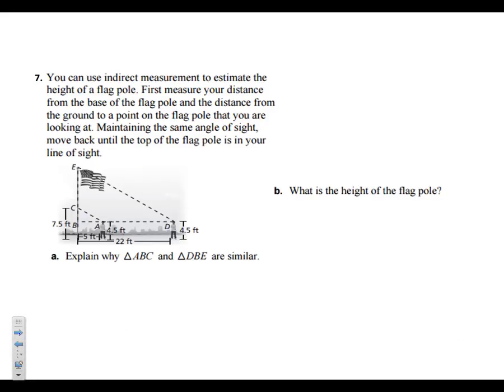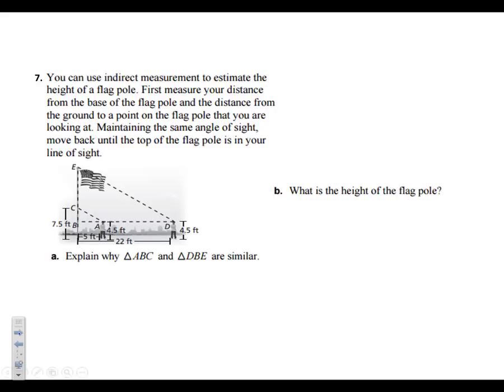You can use indirect measurement to estimate the height of the flagpole. First, measure your distance from the base of the flagpole and the distance from the ground to a point on the flagpole that you are looking at. Maintaining the same angle of sight, move back until the top of the flagpole is in your line of sight. A, explain why triangle ABC and DBE are similar.